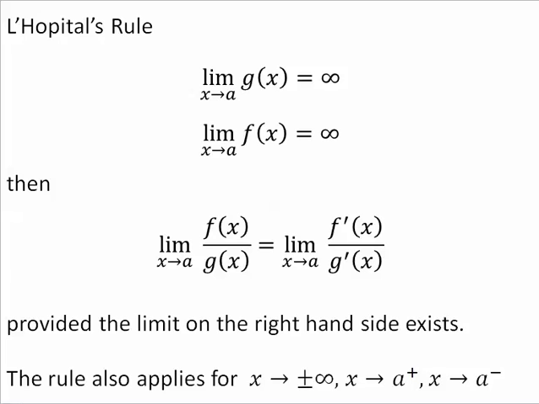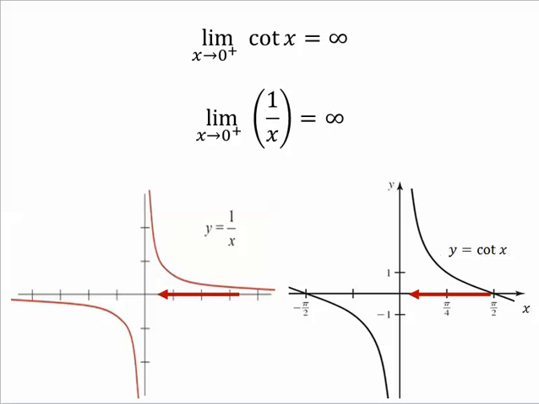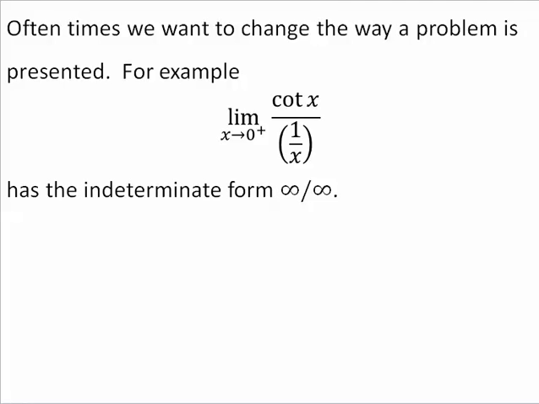Let's look at an example. As x approaches 0 from the right, cotangent is getting larger and larger without bound. And 1 over x is getting larger and larger without bound. So we can use L'Hopital's rule. We have the indeterminate form infinity over infinity. However, oftentimes we want to change the way a problem is presented. As I said, this has the indeterminate form of infinity over infinity, allowing us to use L'Hopital.